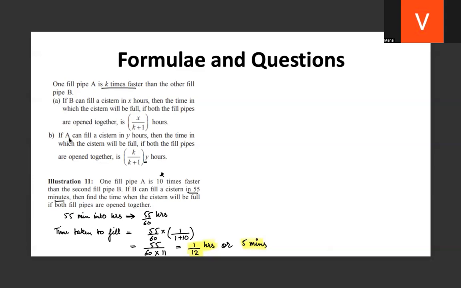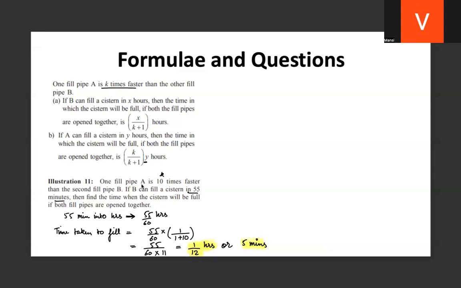And another statement is: if A can fill a cistern in Y hours, then the time in which the cistern will be full if both the fill pipes are open together is given by K upon K plus 1 into Y hours. So these are the two formulas if we have a question which is talking about the efficiency of the two pipes.